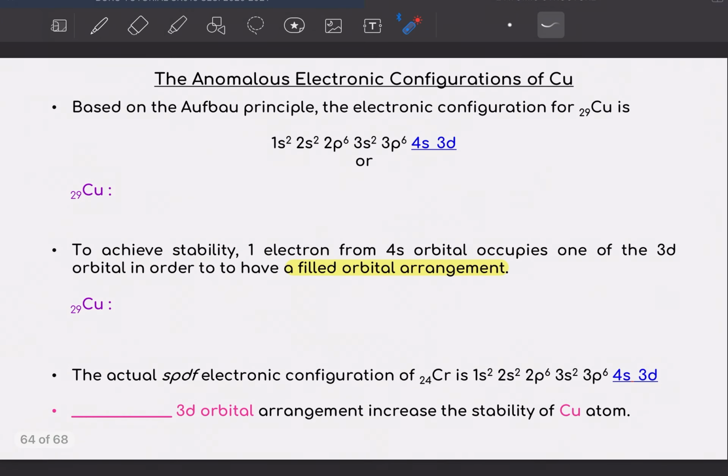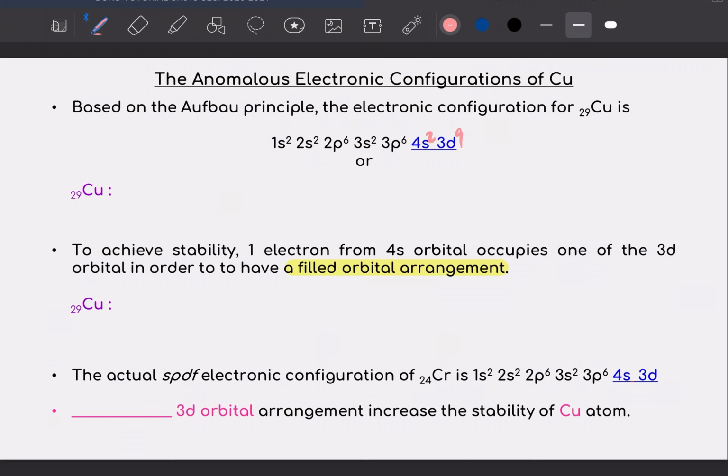Same case as copper, but it is not half-filled dalam case copper ni. So kalau based on the Aufbau principle, the electronic configuration for copper 29 is 1s2, 2s2, 2p6, 3s2, 3p6, and then 4s2, 3d9.